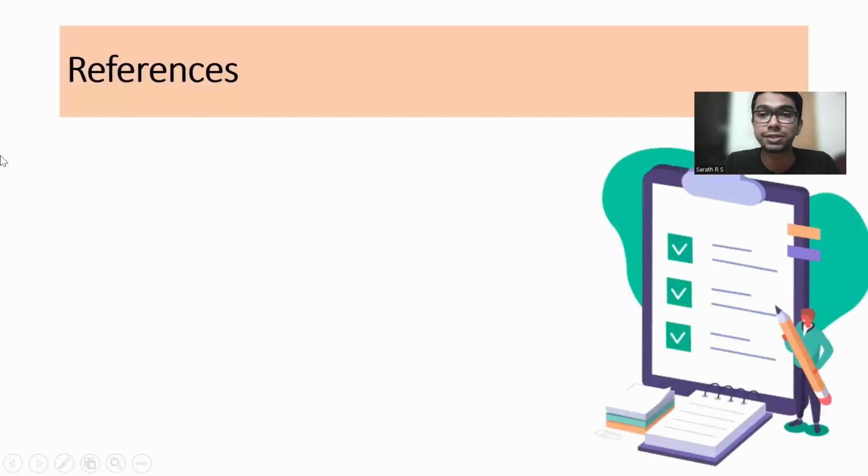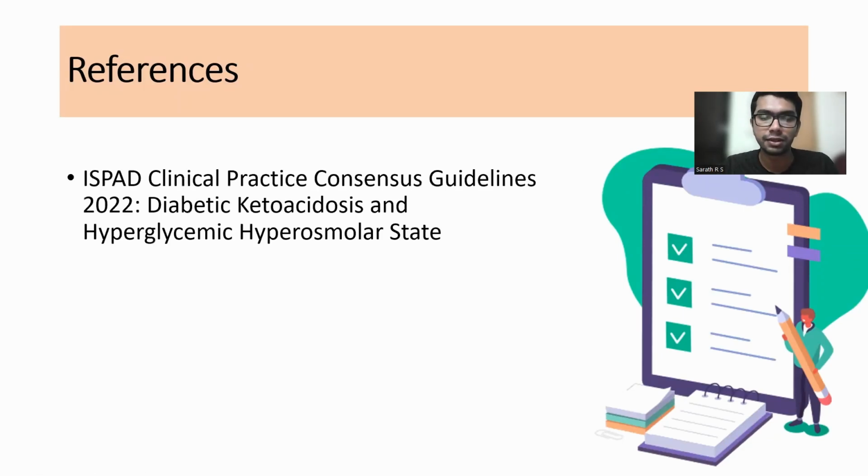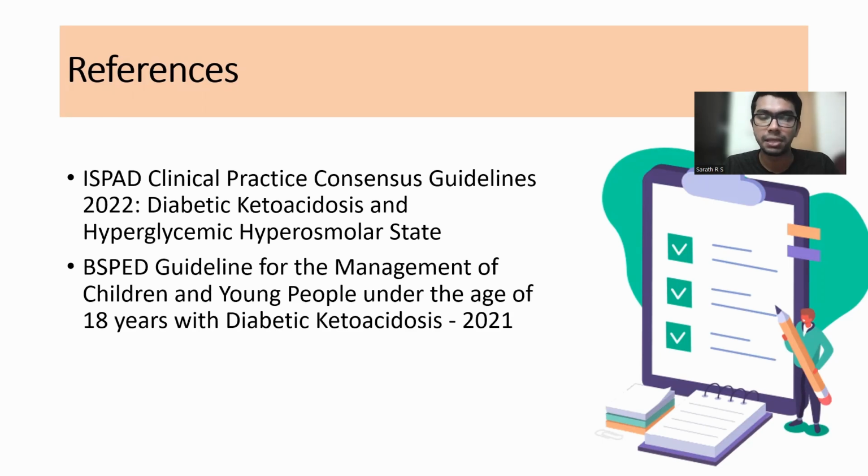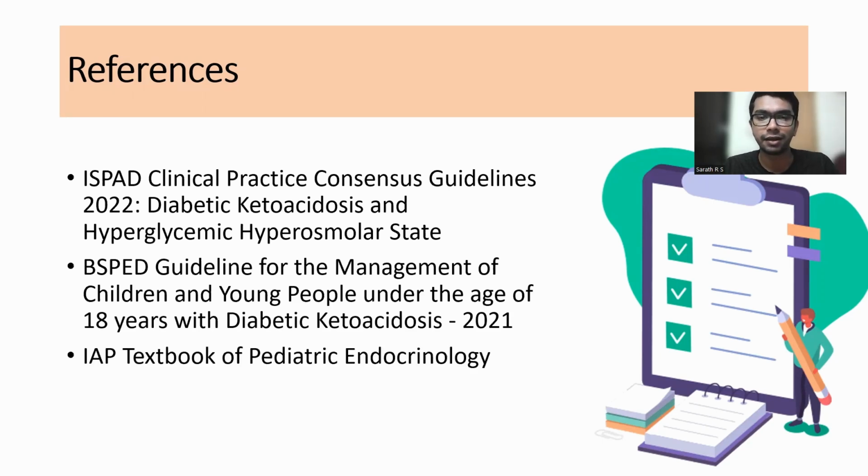I have taken references from three sources mainly. The first one is the ISPAD 2022 guidelines. The second one is the BSPED 2021 guideline. And the third one is the ISPAD textbook of Pediatric Endocrinology.